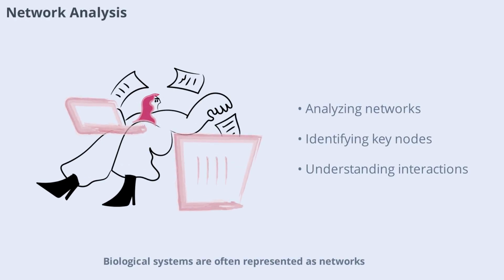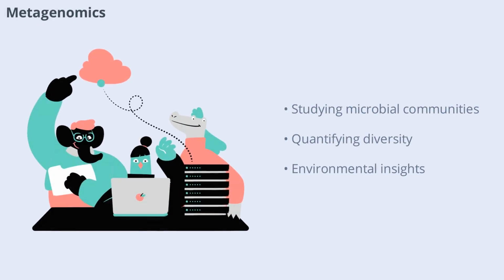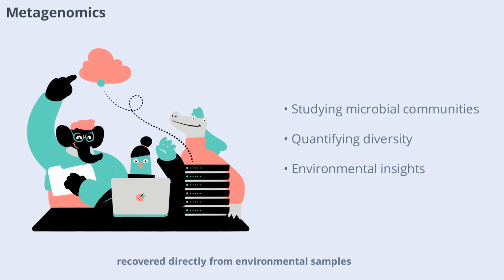Biological systems are often represented as networks, such as gene regulatory networks or protein-protein interaction networks. Statistical methods analyze network properties, identify key nodes, and detect modules or communities. Network analysis reveals how genes and proteins interact to carry out complex biological functions, offering new perspectives on disease mechanisms and potential therapeutic targets.